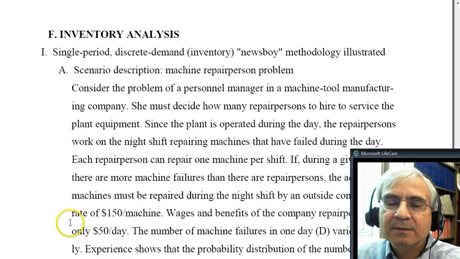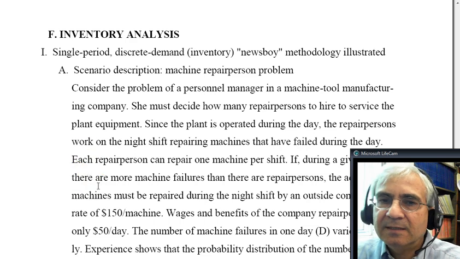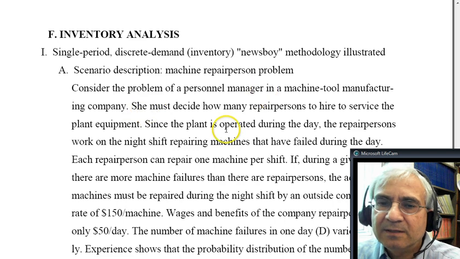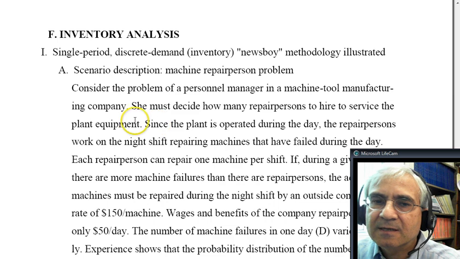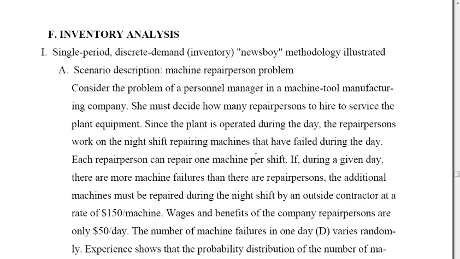Okay, so we're going to talk about inventory analysis in this video and link that to decision analysis. We're going to start with this example where we have a machine repair person problem. It's called the newsboy methodology that we're going to illustrate in this example. Here we have a machine tooling company that the manager has to decide on how many repair persons to hire to service the equipment.